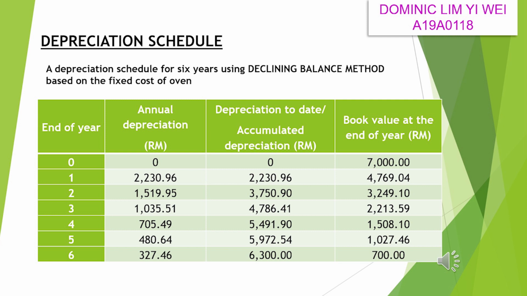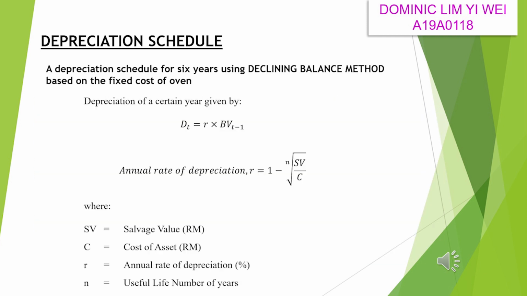So in this schedule, we have annual depreciation, accumulated depreciation, and book value at the end of year. These three sections we need to count by years. For depreciation of a certain year, which is annual depreciation, we can count by dt equal to r times bvt minus 1, which is annual rate of depreciation times book value of the year before.